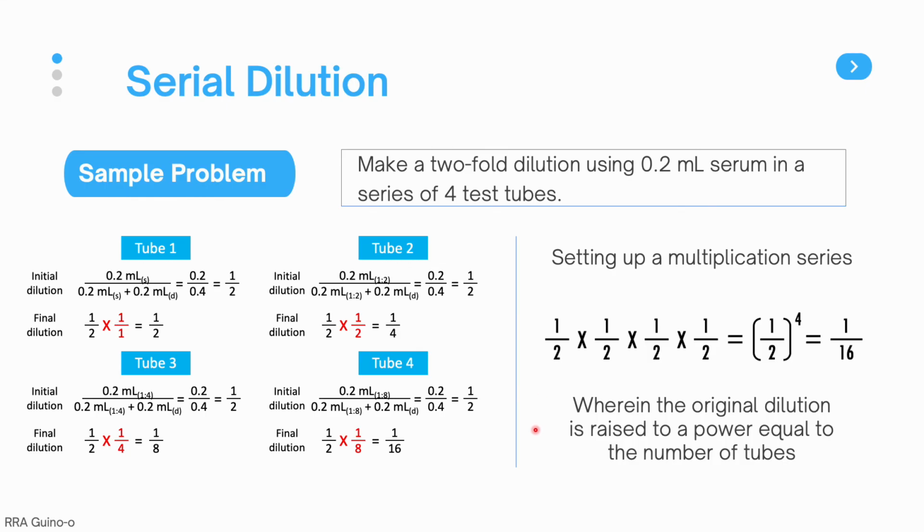When we do our multiplication series, the original dilution is just raised to a power equal to the number of tubes. For example, if you want to know the final dilution for tube number 4, we just raise 1:2 to the power of 4 because there are 4 tubes. If you wanted to know the final dilution for tube number 3, just raise 1:2 to the power of 3, and that will still give you a 1:8 dilution.